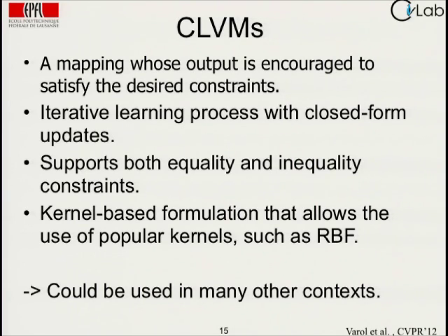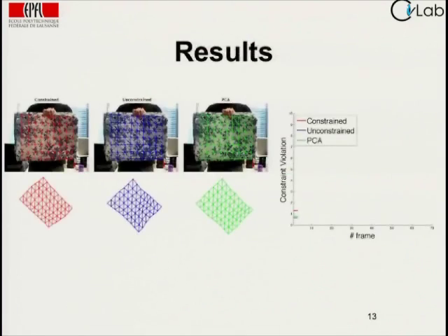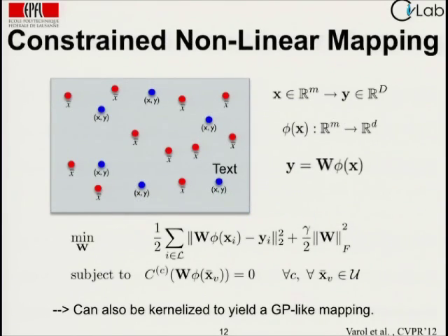What's interesting about this is I have formulated it in terms of learning a mapping that preserves distances between vertices, but this is a completely generic formulation. So this idea of constrained LVMs is, I believe, applicable to other problems if you so choose.